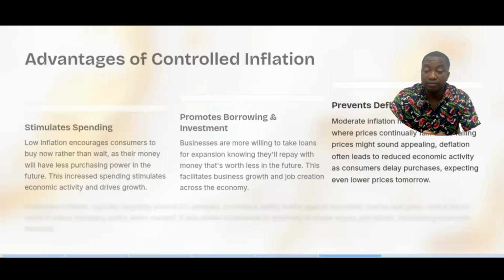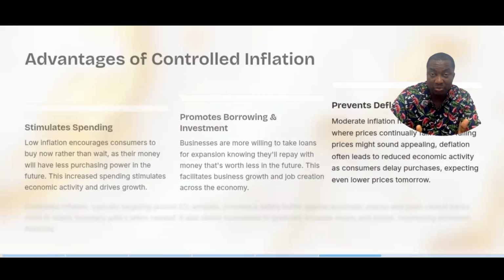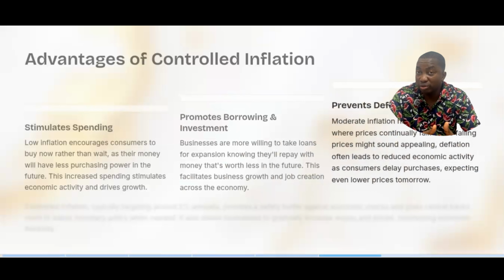It also prevents deflation. Moderate inflation helps avoid deflation, where prices continually fall. While falling prices might sound appealing, deflation often leads to reduced economic activity as consumers delay purchases, expecting even lower prices tomorrow. So a little inflation seems positive.